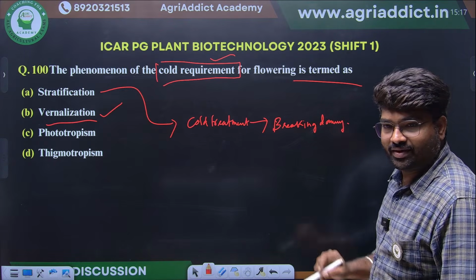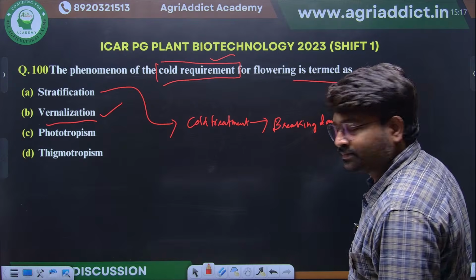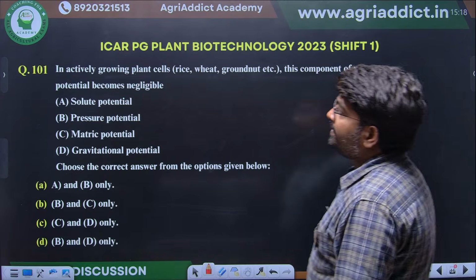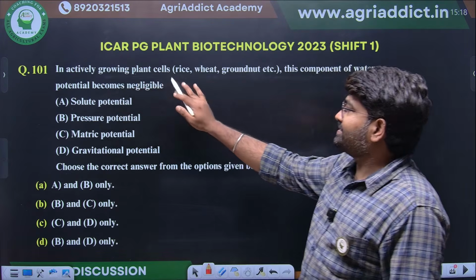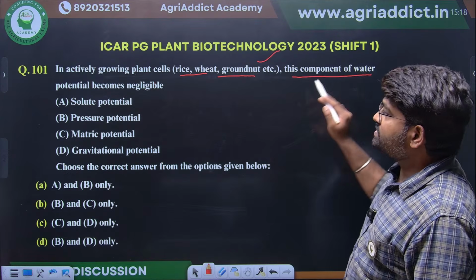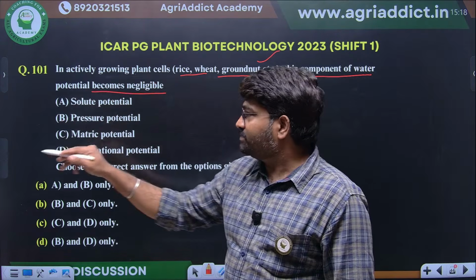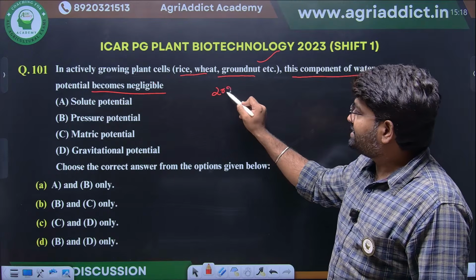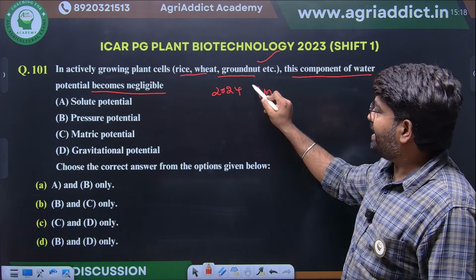Correct. Yeah, for breaking seed dormancy. Yes, clear. In actively growing plants, like for example rice, wheat, groundnut, etc., the component of water potential becomes negligible. They asked the same question in 2024. They have given a 1 meter plant height.